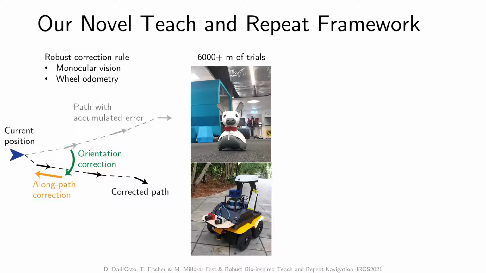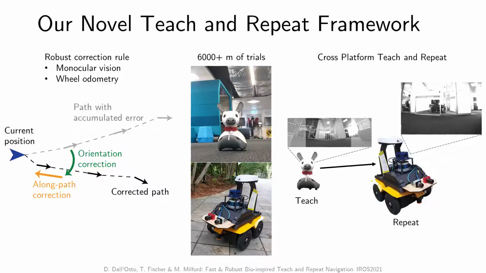We evaluate our approach with extensive experimentation on two different robots, the Consequential Robotics Miro and the Clearpath Jackal. Our navigation trials total more than 6,000 meters in challenging indoor and outdoor environments. Our method proves robust in all of these situations, as well as with low-resolution images, unreliable odometry information, and significant lighting variation. We also, for the first time, demonstrate versatile cross-platform teach and repeat without changing parameters. Here, we teach a route to one robot, transfer it, and repeat that route using a completely different robot.